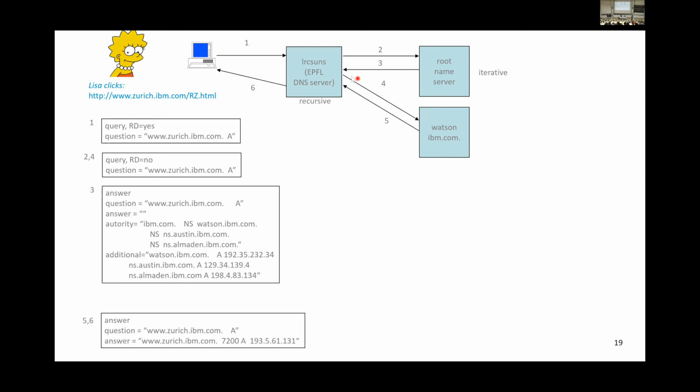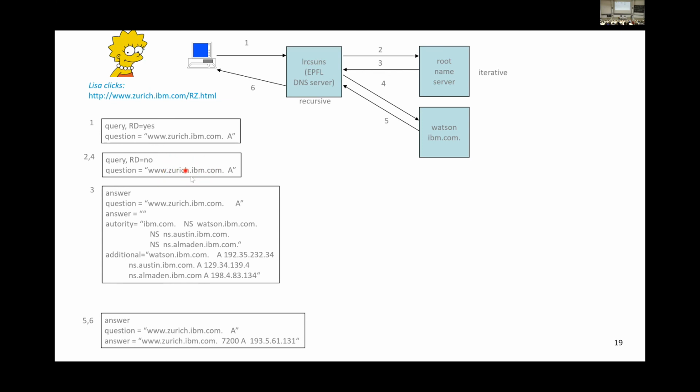But there is a problem. How does this DNS server know what is the IP address of the IBM DNS server? There is no well-known address. It would be too strict, too rigid, and it's not in the spirit of the internet. So instead, the DNS server will go up the hierarchy. You see that.